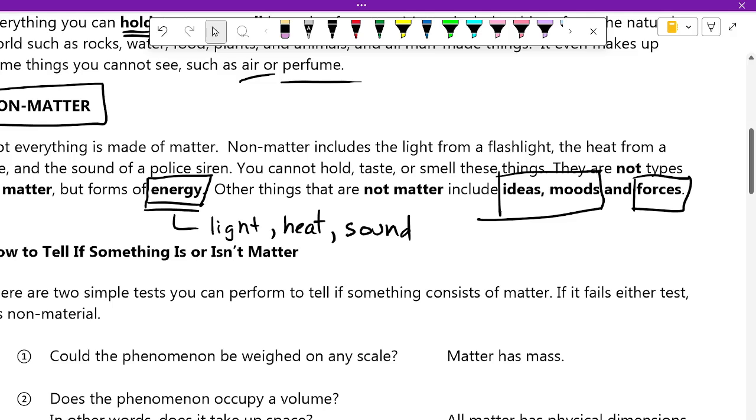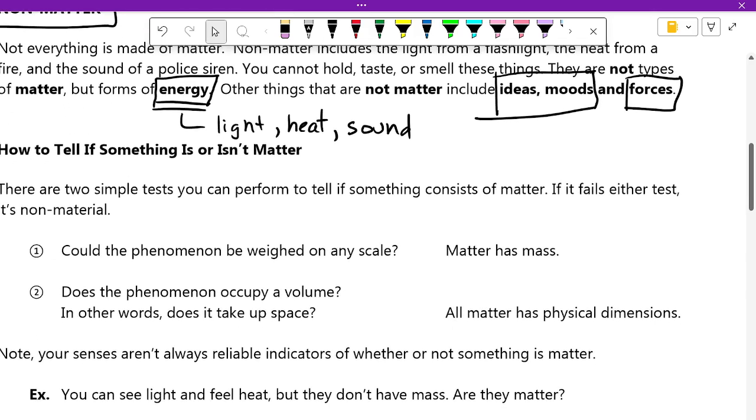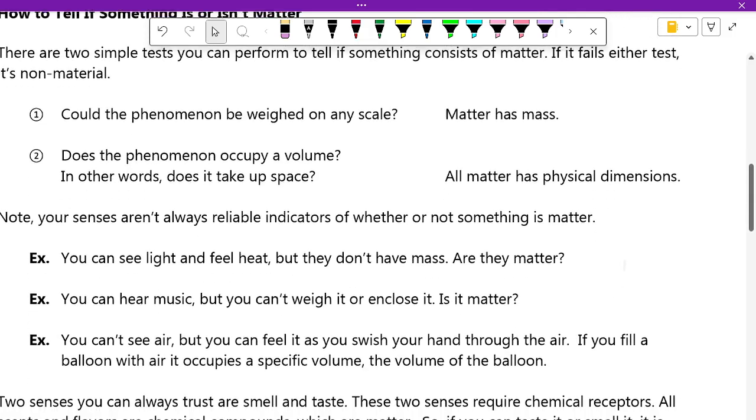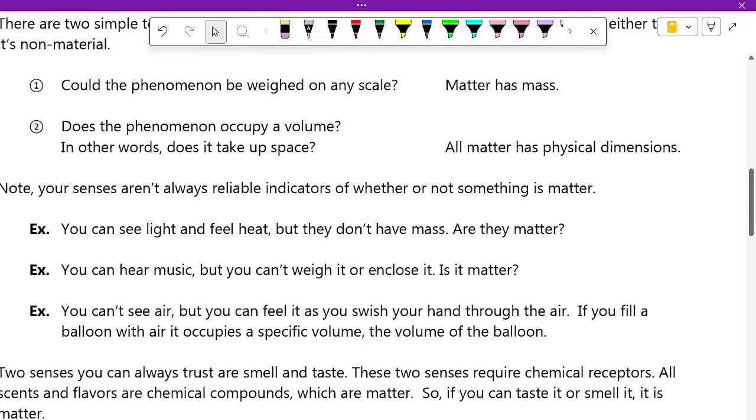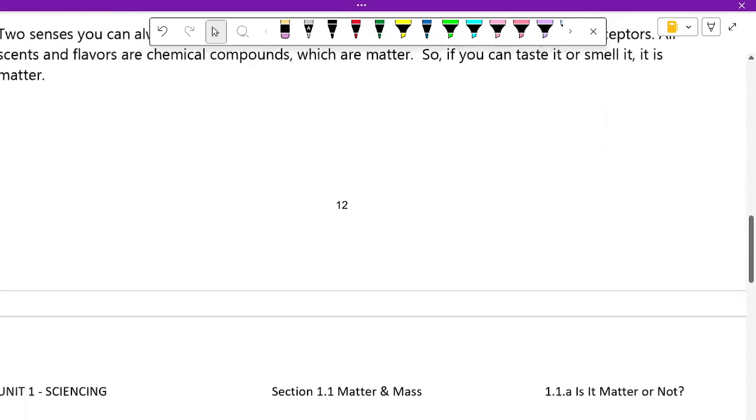So you can try some things. You can say, could I weigh it on a scale? Does it occupy a volume? If it does, it is matter. But if you can't enclose it, if you hear music, it's not matter.